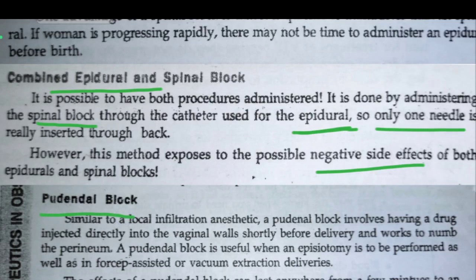Next, the pudendal block. The pudendal block is not inserted through the spinal cord; it is given in the regional part. It works like a local anesthesia. It is given in the vaginal wall or in the perineal wall.